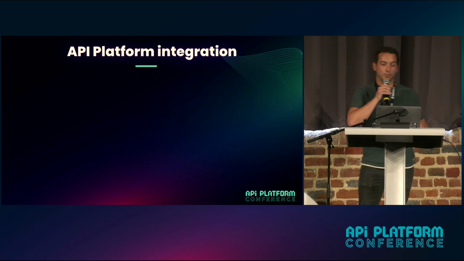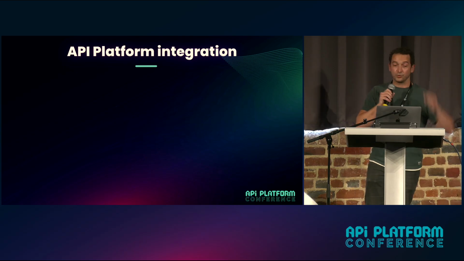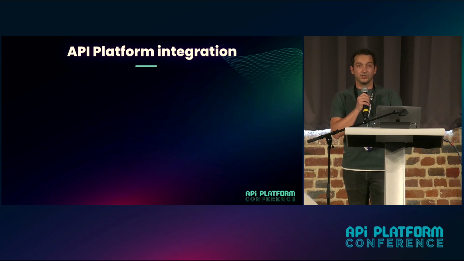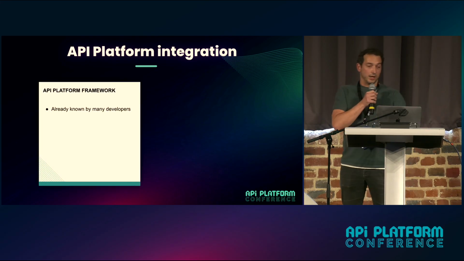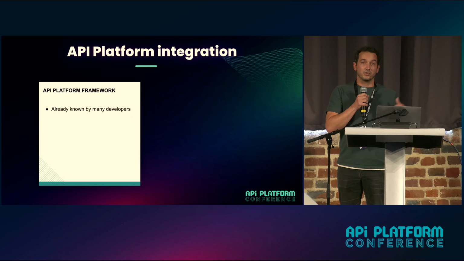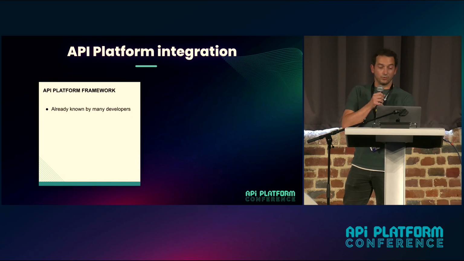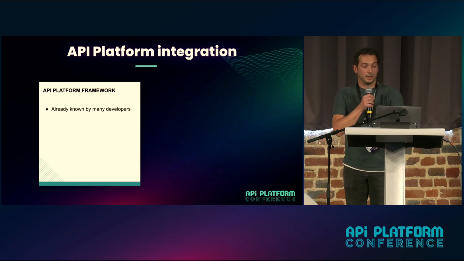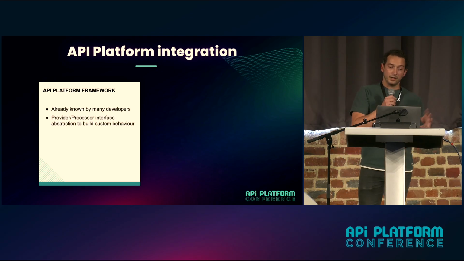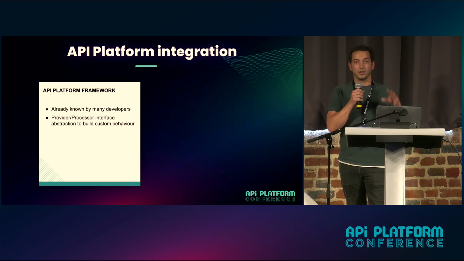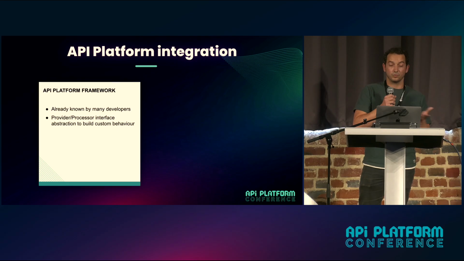So back to what actually interests us today, the API Platform integration. Why did we choose API Platform? Mostly because it's already known by many developers. It has a strong community, so it can help us build it, and it will help our users and developers to also use it. It has a clear implementation of the provider and processor, which gives us an abstraction that was really easy to comprehend to build our custom behavior.